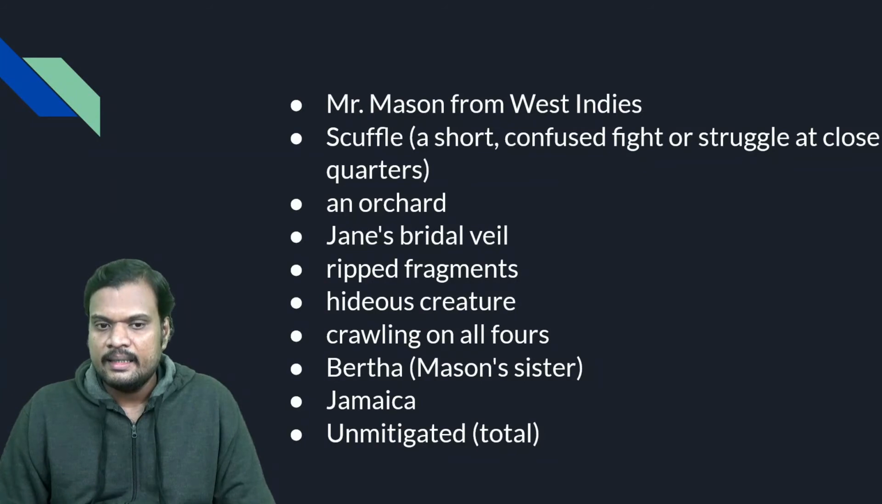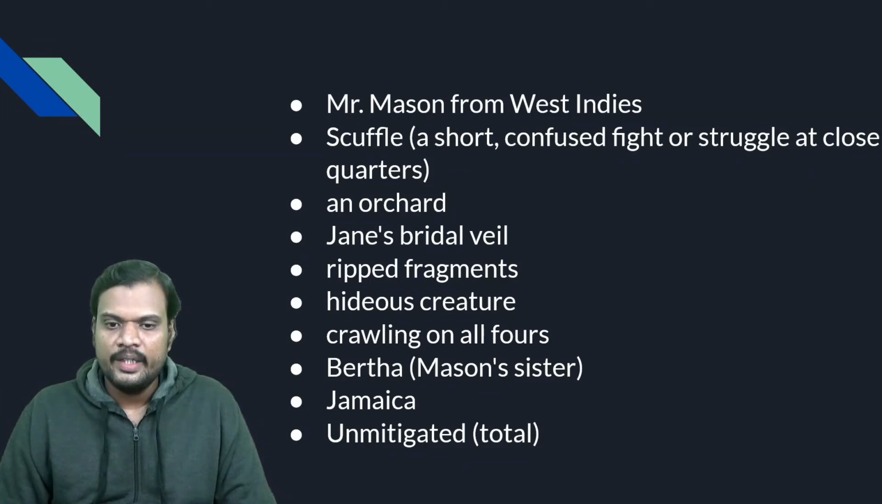Jane witnesses a hideous creature who was crawling on all fours in her madness. She realizes that the mad woman was behind the attack on Mason as well as the ripped fragments of her wedding veil. Edward explains that the woman is Mason's sister named Bertha. He says that he was tricked into marrying her 15 years ago when he was in Jamaica.